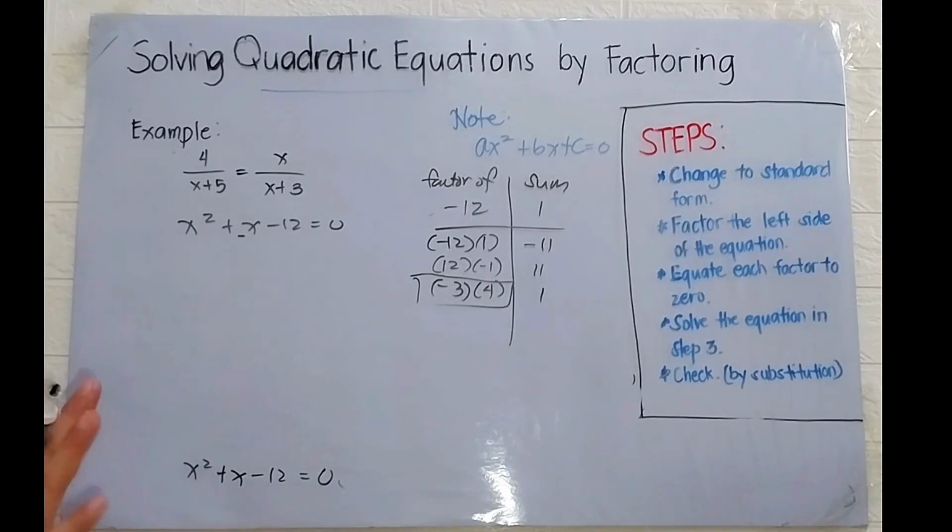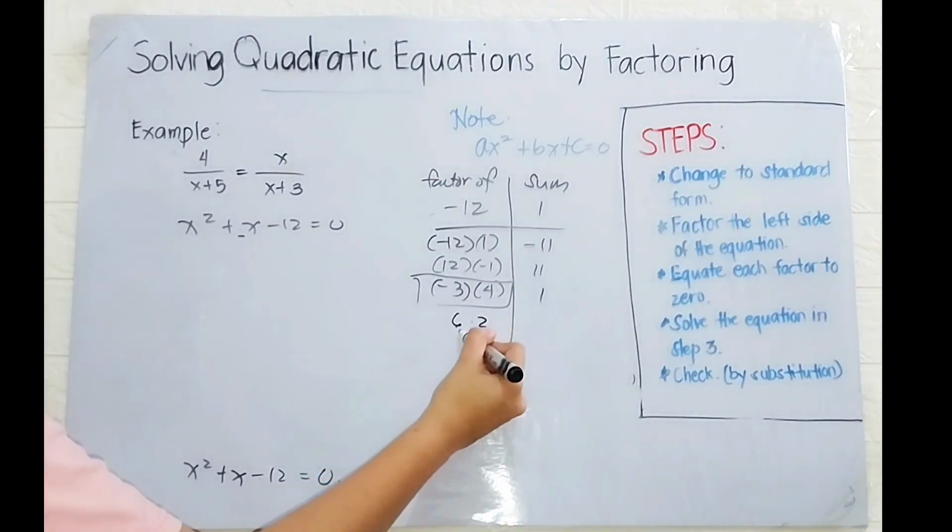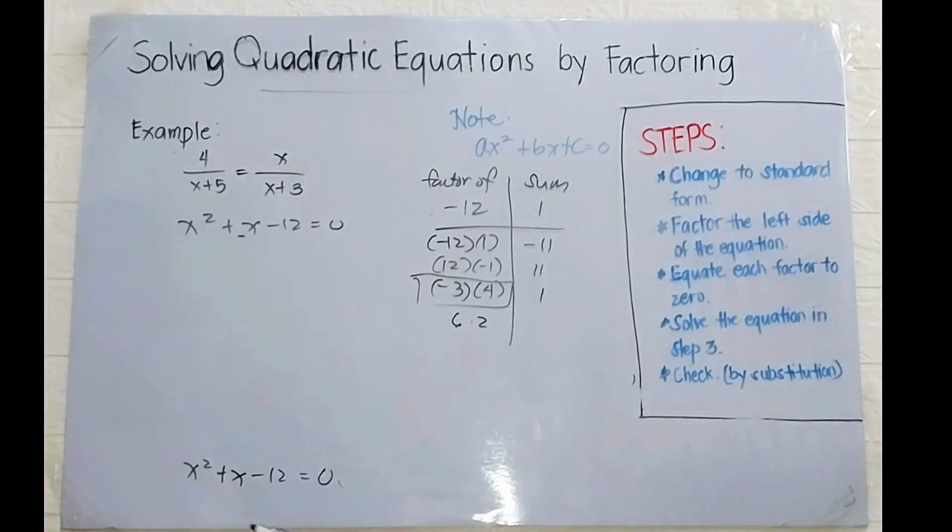So, konting trivia din, minsan kasi nalilito yung mga bata. Teacher, yan lang po ba yung factor ng negative 12? So, meron ba tayo, of course, 6 times 2, 2 times 6, ano po. So, the technique here is the more na mas marami kang alam sa factor ng isang number, mas madali kang makakapag-solve ng factoring or solving quadratic equations by factoring. Okay? So, let's get the negative 3 and 4.